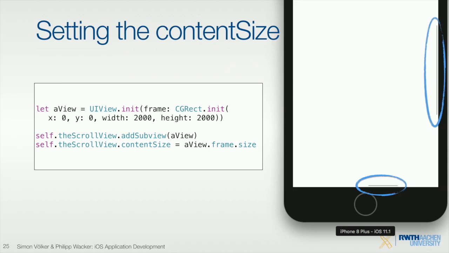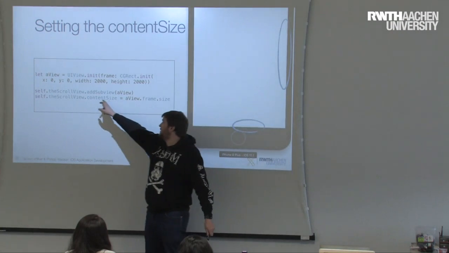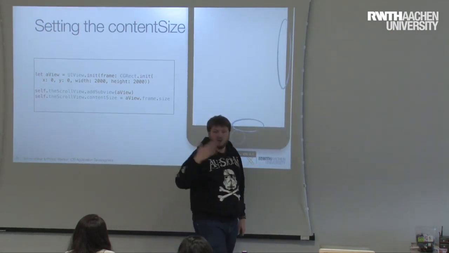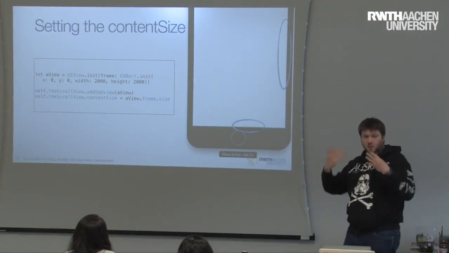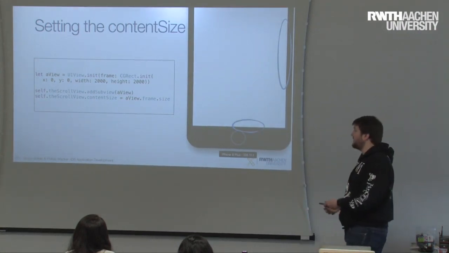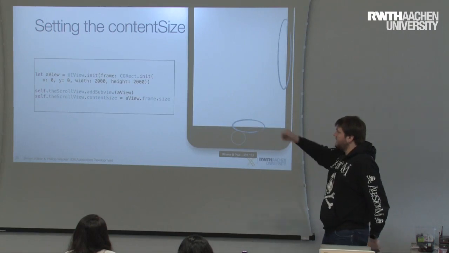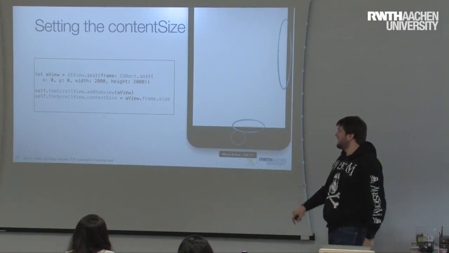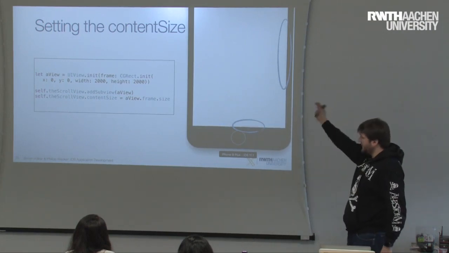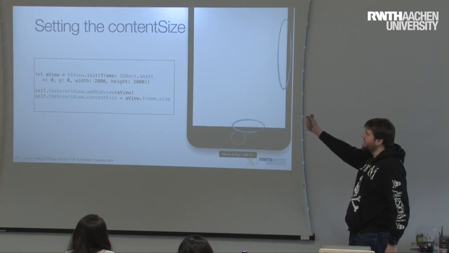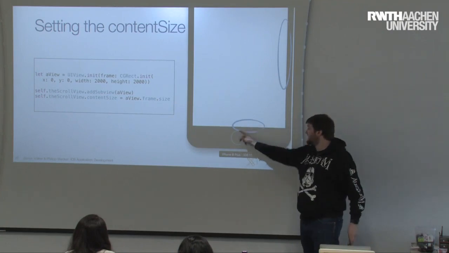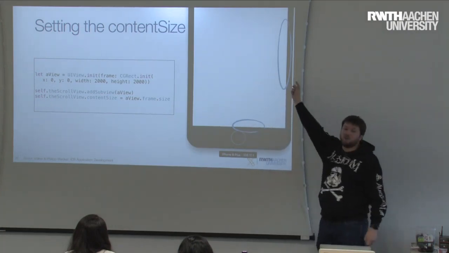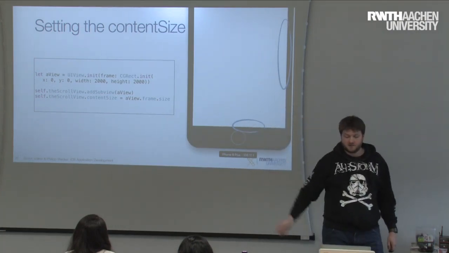And to set it in code, you just set the content size property of your scroll view, and very often you do it by setting it to the frame of another view that you embedded in the scroll view. So you're creating a view that is much larger than the screen, setting that as a subview of your scroll view, and setting the content size automatically leads the system to display these scroll bars that you have there on the side.